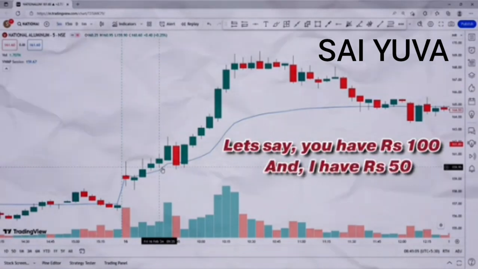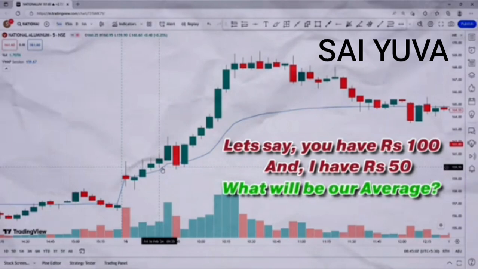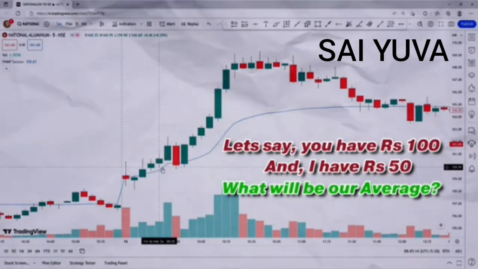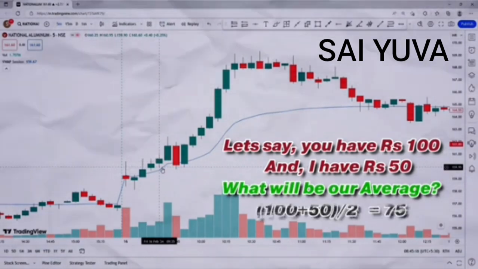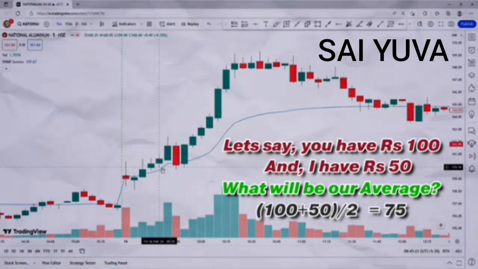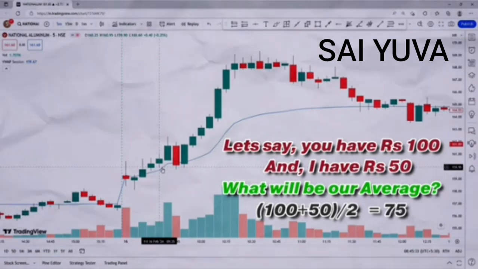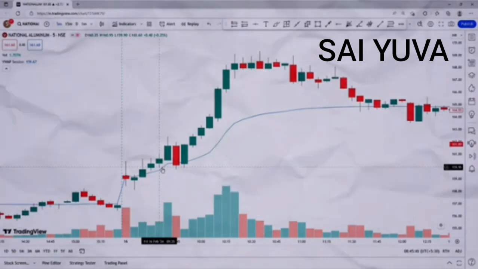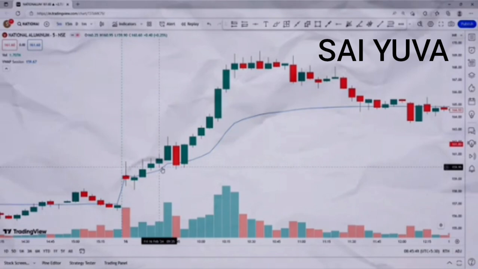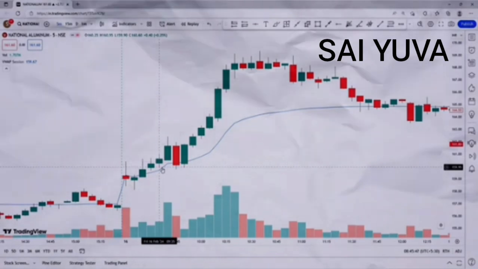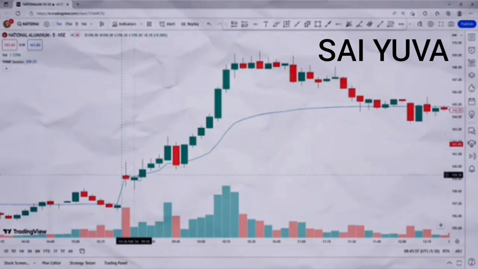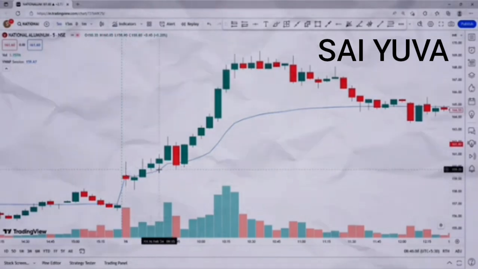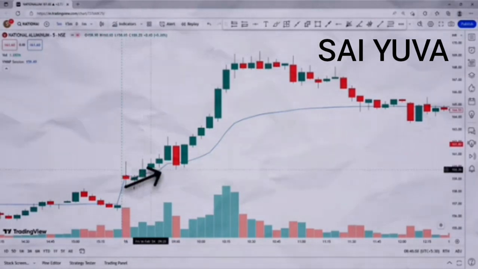If we take an example, you have 100 rupees, I have 50 rupees. Now if we add both the money and ask how much is the average of both of you, so adding 50 and 100. Because we are 2 people, so when we divide by 2, how much will we get? 75. So 75 is our average money that we have. Similarly, in the market, there is an average trading price where the maximum quantity has been bought or sold.